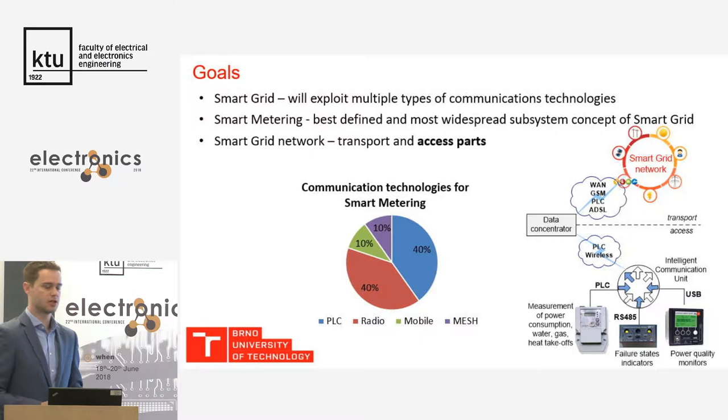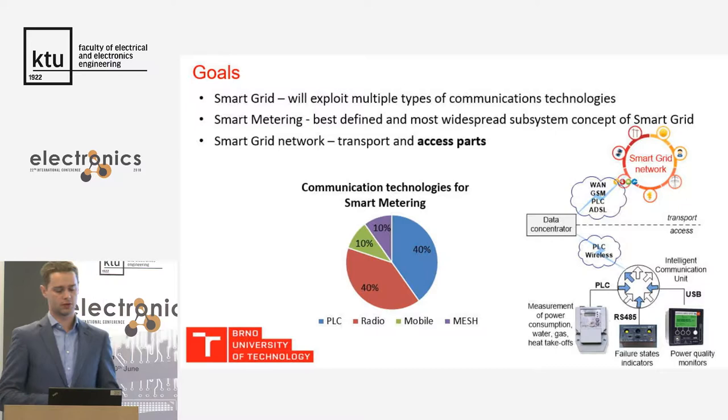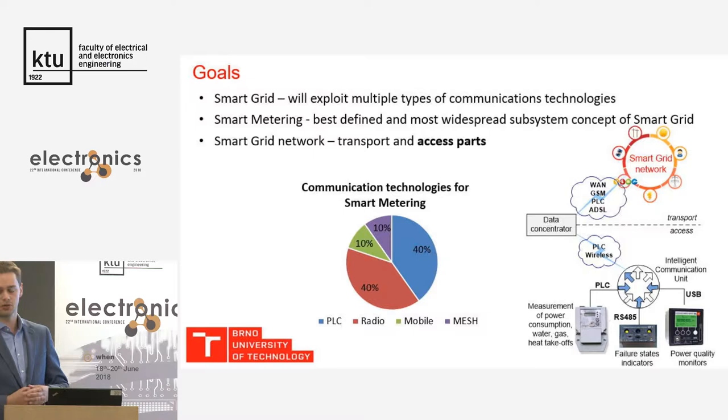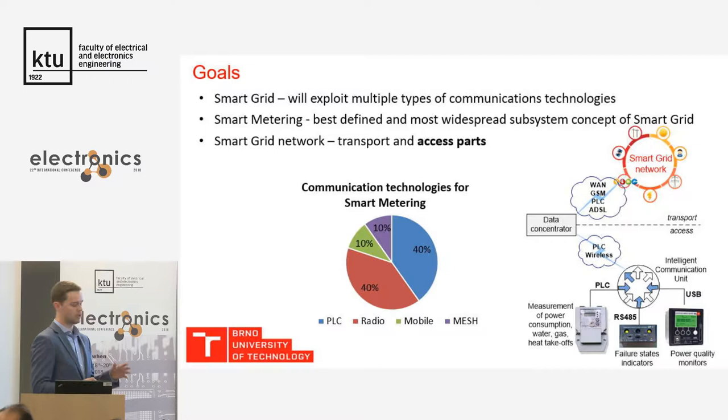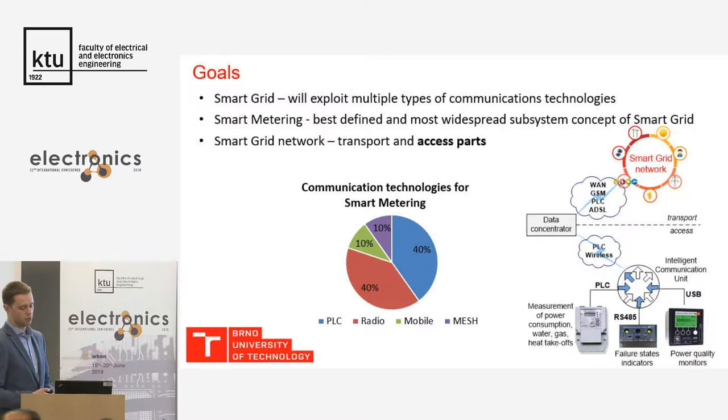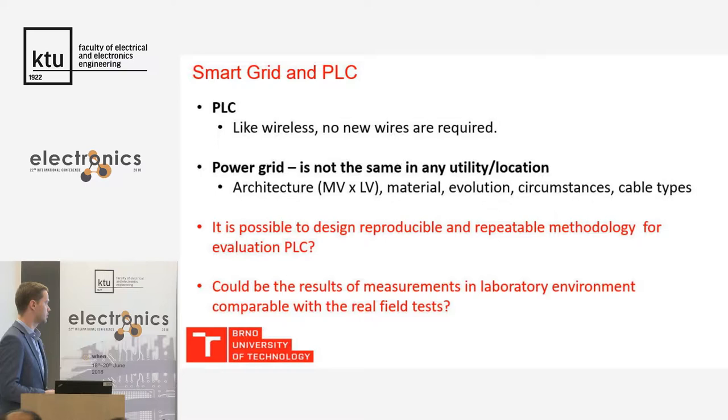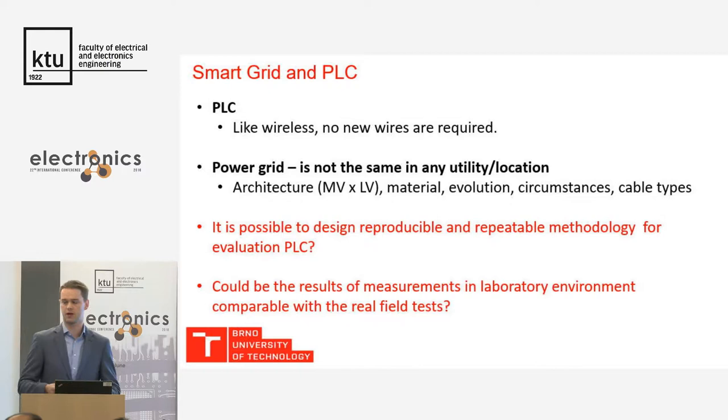There is no doubt that the future smart grid network will exploit multiple types of communication. And we can also say that smart metering is the most defined and most widespread subsystem concept of the future smart grids. In this figure, we can see the illustration of the smart grid network. For the transport part network and for the access part network, they are using different technologies. For the access part network, that means the communication to the end devices, power line communication and radio are the most widespread communication technologies. Therefore, our work focuses on power line communication, which is like wireless, that no new cable is required, the power line infrastructure is already here.